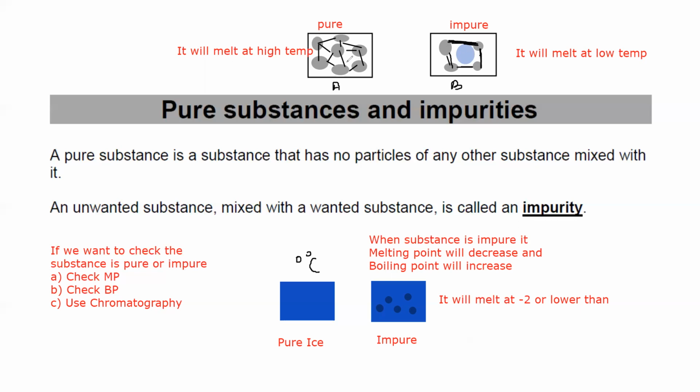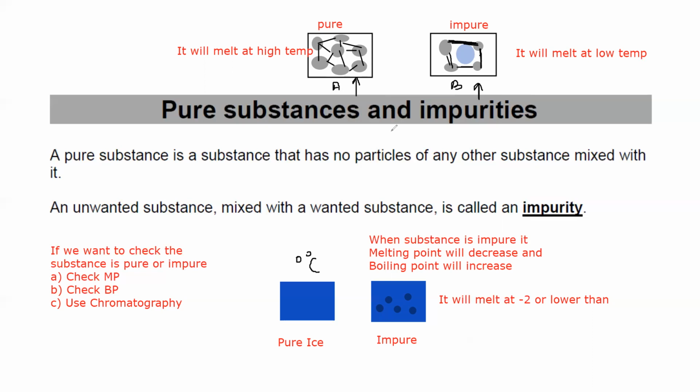Here we have more attraction between the particles due to the presence of the same type of substance, or the substance is pure. So when we have to supply energy, which one needs more energy to separate the particles or break the bonds? In A, because there are more bonds, so we need more energy. In B, there are few bonds, so we need less energy. That is why it will melt at low temperature. Is it clear? Yes, sir.